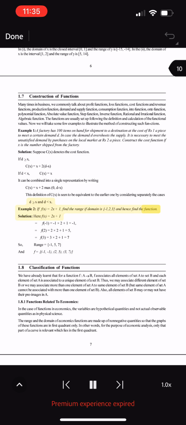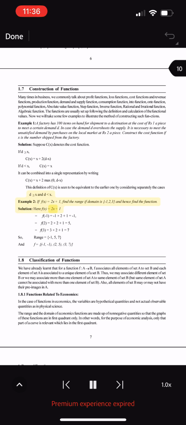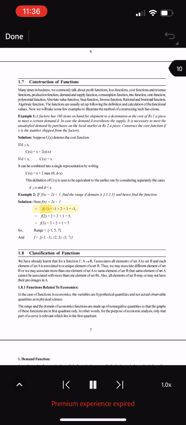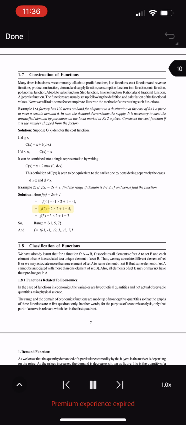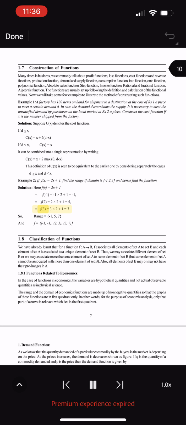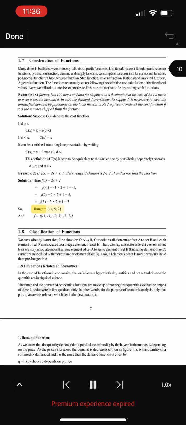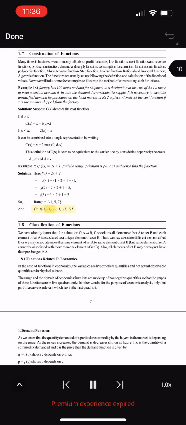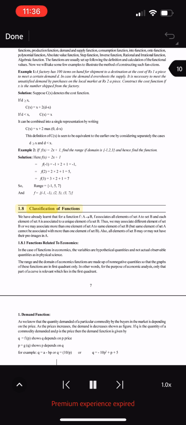Example 2. If f(x) equals 2x plus 1, find the range if the domain is {-1, 2, 3}, and hence find the function. Solution: here f(x) equals 2x plus 1, so f(-1) equals 2 times (-1) plus 1 equals -1, f(2) equals 2 times 2 plus 1 equals 5, f(3) equals 2 times 3 plus 1 equals 7. So the range equals {-1, 5, 7}, and f equals {(-1, -1), (2, 5), (3, 7)}.